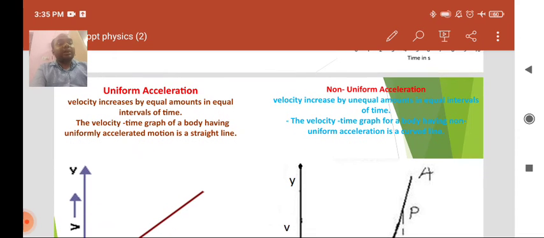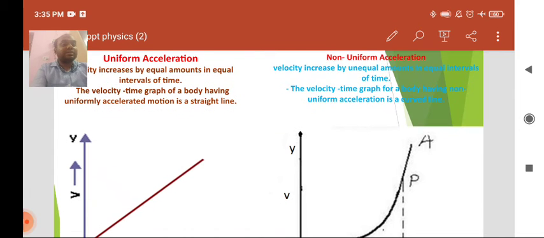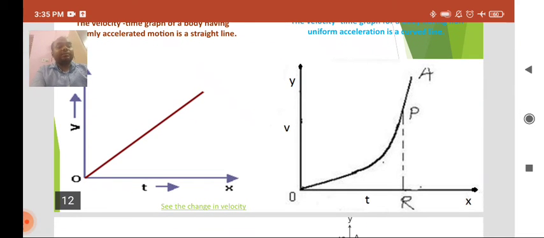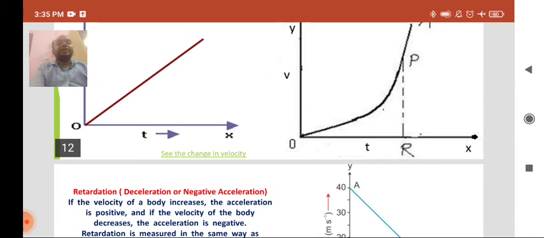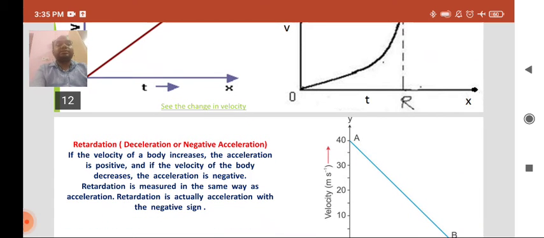In the case of non-uniform acceleration, velocity increases by unequal amounts in equal intervals of time. This is called non-uniform acceleration. So the velocity-time graph for a body having non-uniform acceleration is a curved line. The curved line represents non-uniform acceleration. So there are two graphs representing uniform and non-uniform acceleration.